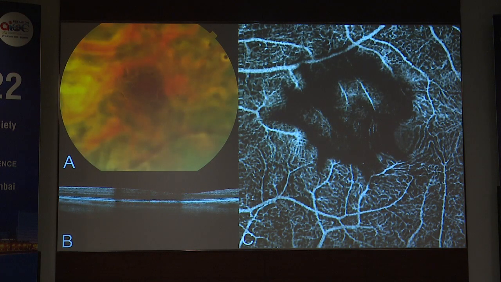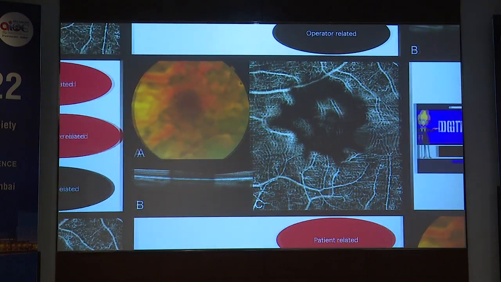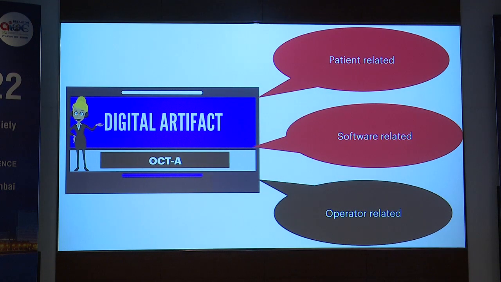And here, you have the vitreous opacity causing a shadowing. So again, there is no capillary dropout here. It is the shadowing which is causing it. So it's important to recognize these artifacts.